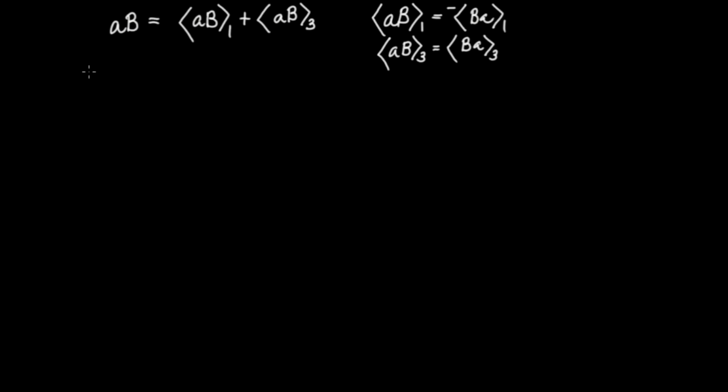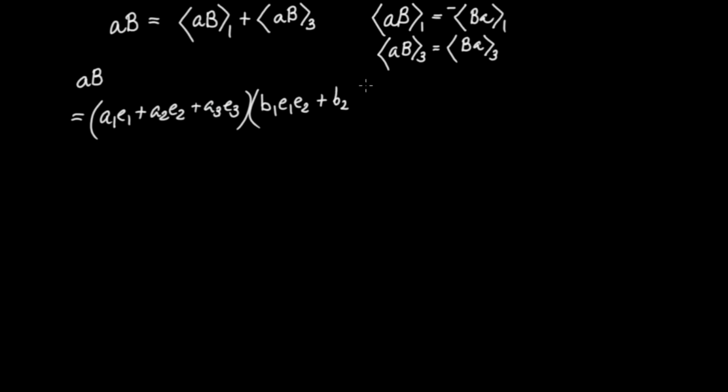And let me set up that statement. So let's say we had A times B. Let's say that's equal to A1 E1 plus A2 E2 plus A3 E3, where A1, A2, and A3 are just some scalars. So this is just some arbitrary vector times, we're going to write some arbitrary bivector. So this could be little b1, E1, E2, plus b2, E2, E3, plus b3, E3, E1. So this is just a pretty simple computation.